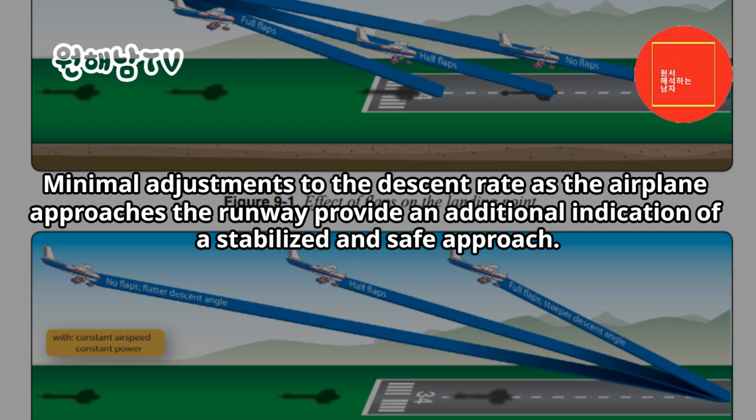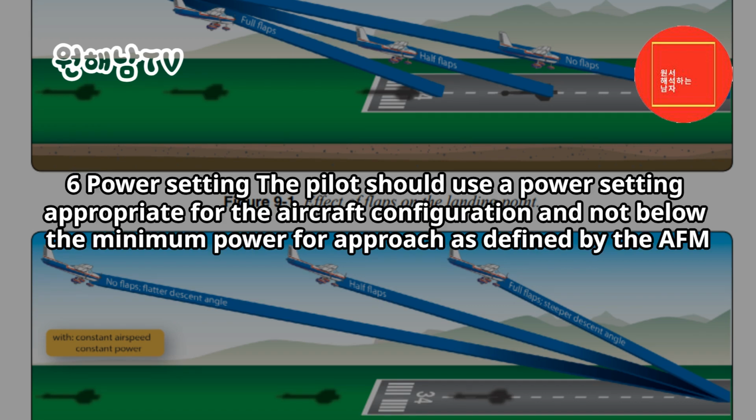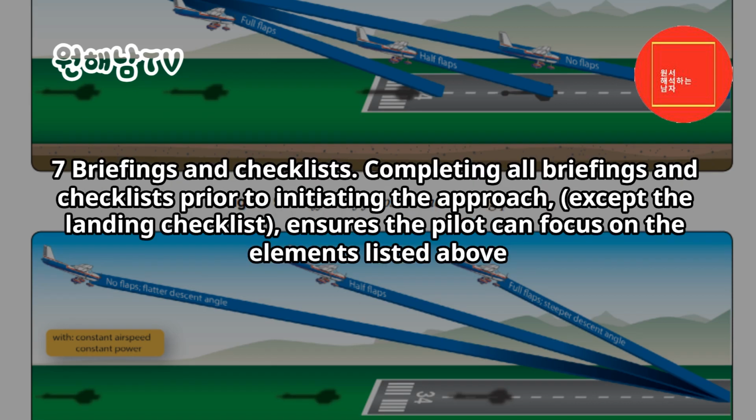Minimal adjustments to the descent rate as the airplane approaches the runway provide an additional indication of a stabilized and safe approach. If using a descent rate in excess of 500 fpm due to approach considerations, the pilot should reduce the descent rate prior to 300 feet AGL. 6. Power setting. The pilot should use a power setting appropriate for the aircraft configuration and not below the minimum power for approach as defined by the AFM. 7. Briefings and checklists. Completing all briefings and checklists prior to initiating the approach, except the landing checklist, ensures the pilot can focus on the elements listed above.